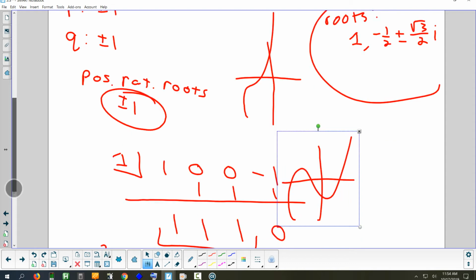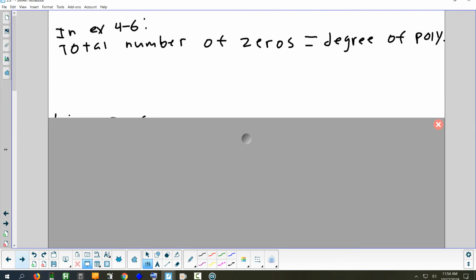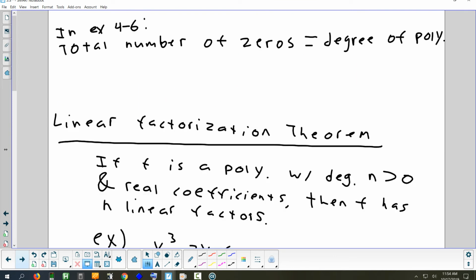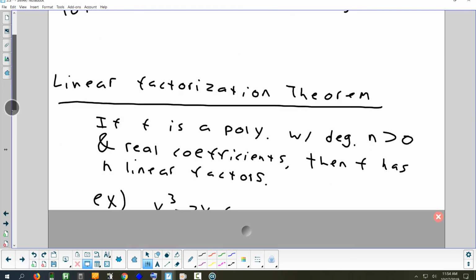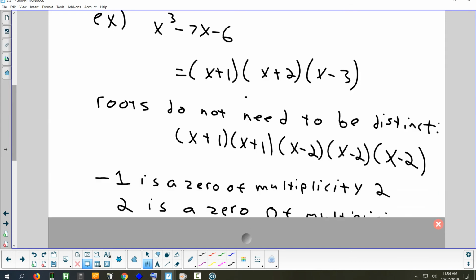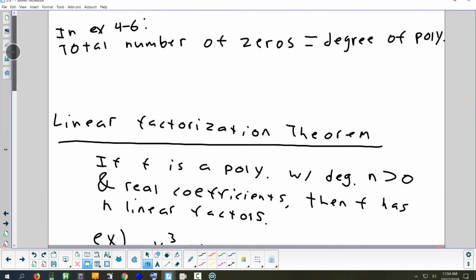Okay, so I've kind of been saying this as we go, but actually, you know what? I'll give you that one. Basically, the total number of answers to your problem is equal to the highest exponent. Your highest exponent is a 4. You're looking for 4 answers. Some might be real, some might be imaginary.